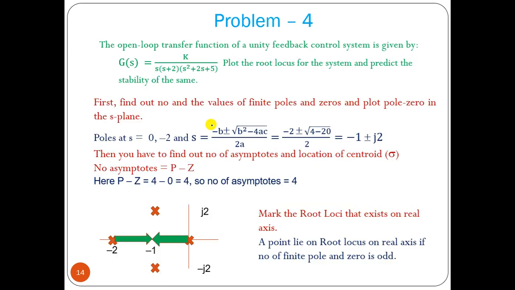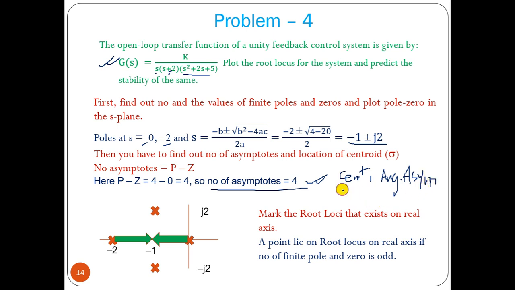Now let us solve another problem. This is one of the most interesting problems. We have this transfer function, so we have to find out the number of poles: the locations are s equal to 0, minus 2. Now the quadratic equation gives minus 1 plus minus j2. Here we have 4 poles and we don't have any finite zero, so the number of asymptotes should be 4. So we need to find out the centroid and angle of asymptote.